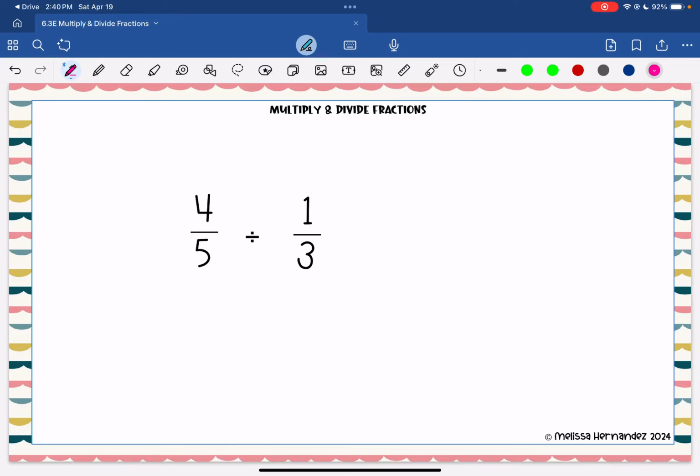Hey, welcome back, guys. In this video, we're going to practice multiplying and dividing fractions. So we'll start off with what's typically taught, which is just flip the second and multiply. I'm going to show you that way, and then I'm going to approach it a different way.